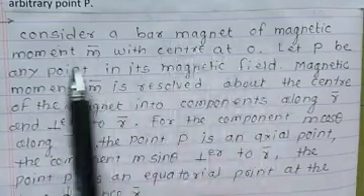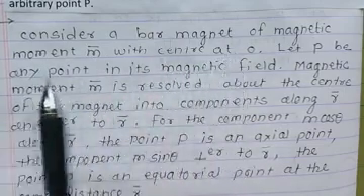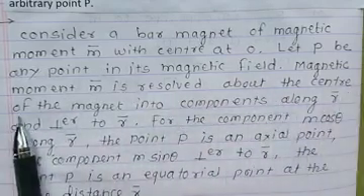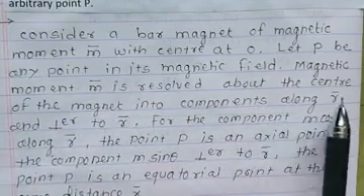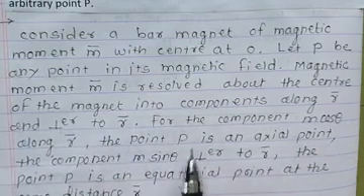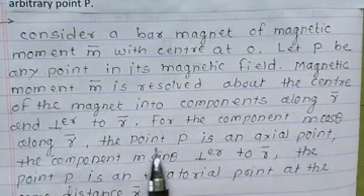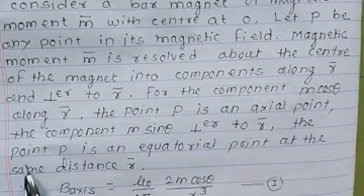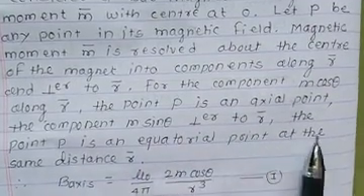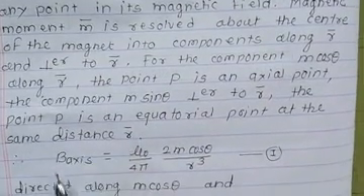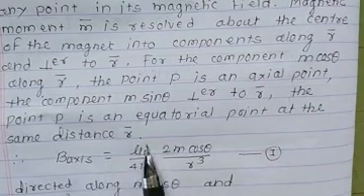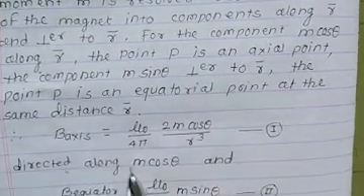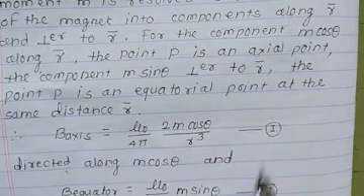So consider a bar magnet of magnetic moment m bar with center at O. Let P be any point in its magnetic field. Magnetic moment m bar is resolved about its center into components along r bar and perpendicular to r bar. For the component m cos theta along r bar, the point P is an axial point. The component m sin theta perpendicular to r bar, the point P is an equatorial point at the same distance r bar. Now, magnetic field along axis is equal to mu 0 upon 4 pi into 2m cos theta upon r cube. This is directed along m cos theta. Suppose this is equation 1.